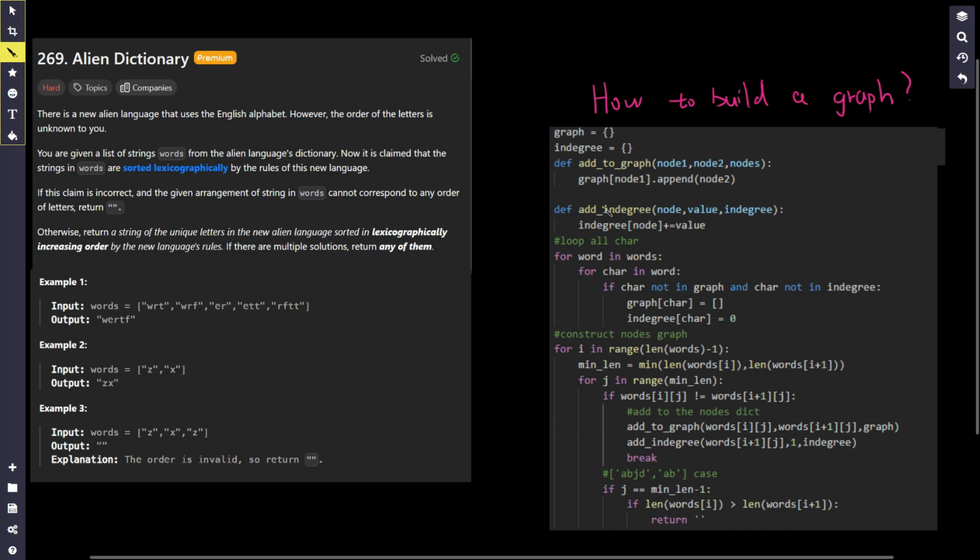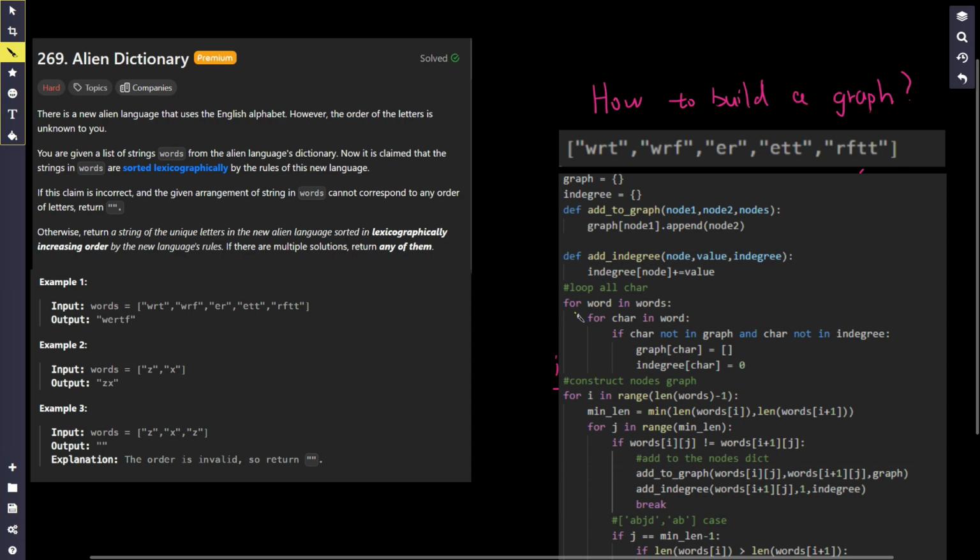I strongly suggest you pause here for a minute or two to understand everything so far, and then to see if you can come up with a different solution. First, I declare those two variables as dictionaries, and then I declare two functions to simply add the node to the graph and increment the value in the in degree variable.